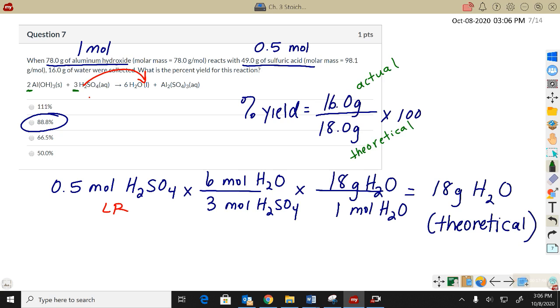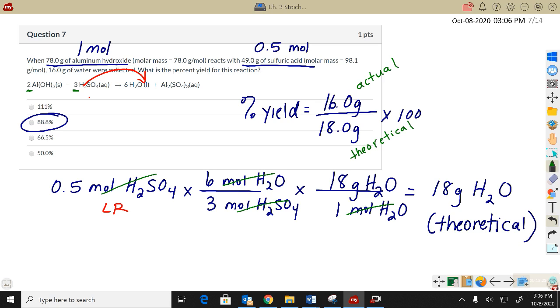So I can start with a half a mole of H2SO4. If it's already in moles, then I can cancel moles right away. Switch it to moles of water. That's the product that we collected. And then I'll cancel moles of water and switch it to grams. This ends up being half a mole times 2 times 18, which is just 18. That's our theoretical yield.